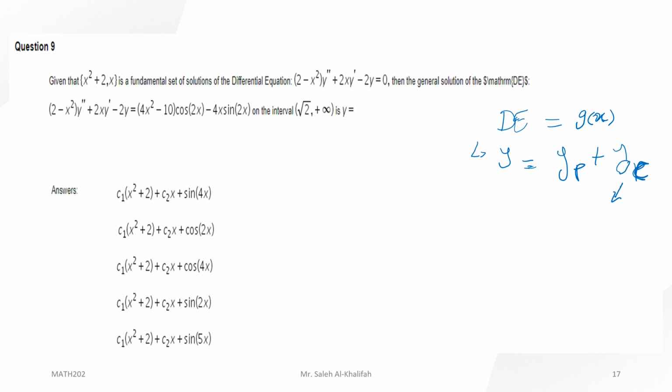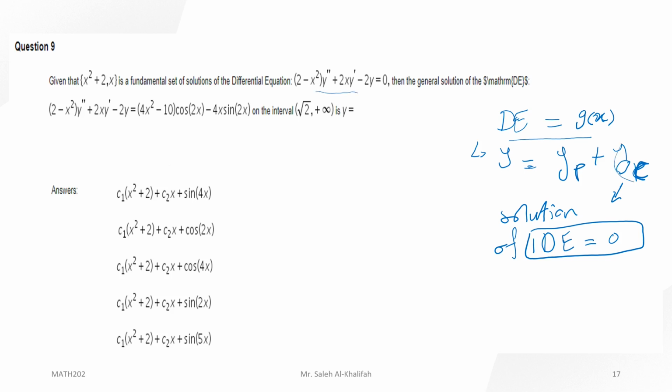And we say the complementary part is the solution of what? Of the associated homogeneous differential equation. يعني إيش معناته؟ A solution حق ال homogeneous differential equation حقت هذه, يعني make it equal to zero. فهو قال لك هذه المعلومة أعطاك ال y of c. يعني هذه y c. So y c is what? C1 the first one, x squared plus 2, plus C2 x. Okay, لاحظ الخيارات هذه موجودة, شوف هذه واضحة.